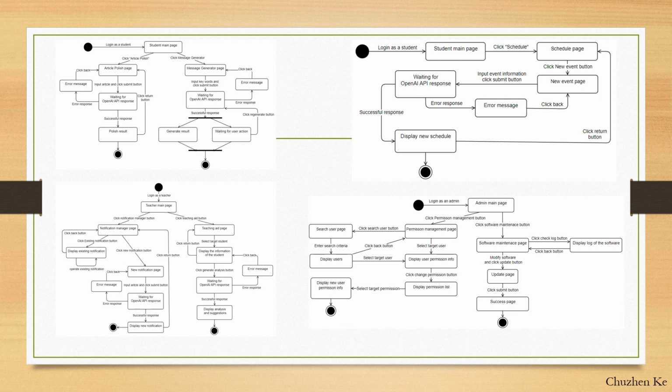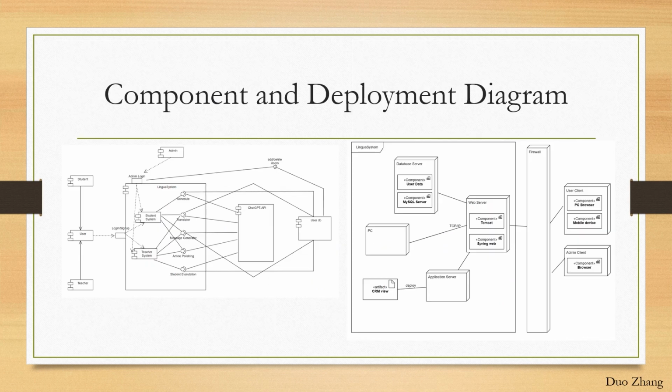Hello, this is Duo Zhang, and for our component diagram, both the users and admin need to log in to verify their identity. Users need to access the database through the system, but admin can directly access the database, and then they can send SQL statements to our database. For the deployment diagram, users can use PCs and the web to log into the system, but the admin can only use the web browser. Our system contains the web server, application server, database server, PC, and CRM views.